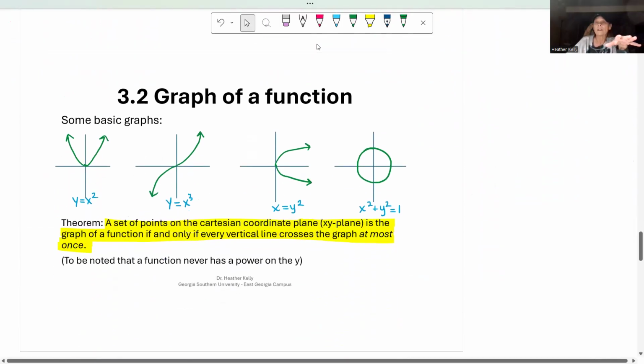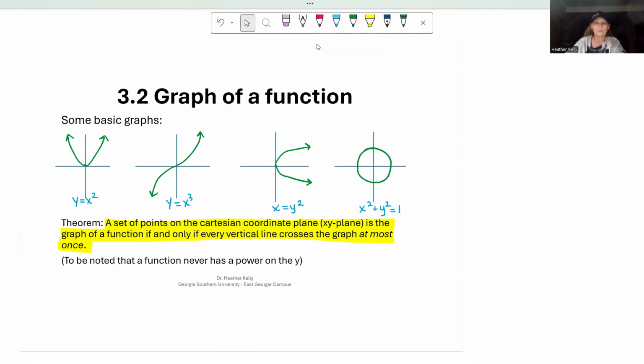Now let's move into section 3.2. Let me pause for just a second. I need some more water. Okay, thanks for the pause. Let's start here in section 3.2.